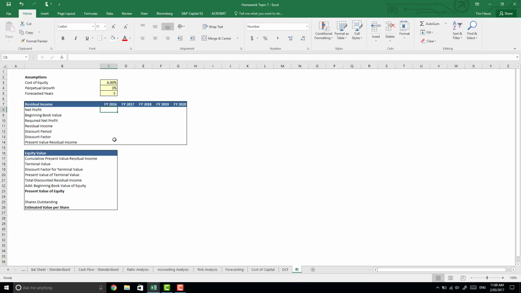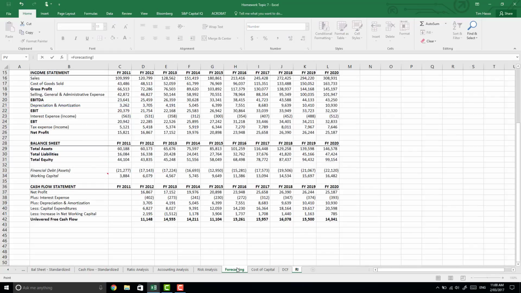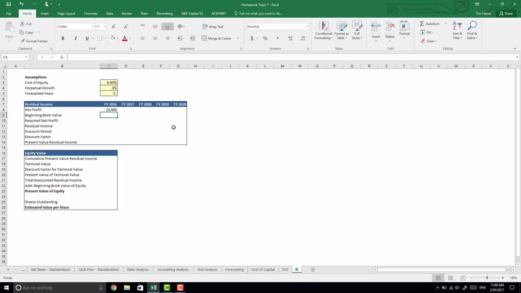So in 2016, our net profit was, if you go back to forecasting, 2016 H26 is our net profit. Our net profit was 23,948. Now, in the residual income model, this does not necessarily mean that we've actually made an economic profit. So even though it's a profit, we need to consider how much the equity holders are actually expecting. To get this, we need to figure out first, what is the beginning book value? Well, the beginning book value is merely the previous year's ending book value.